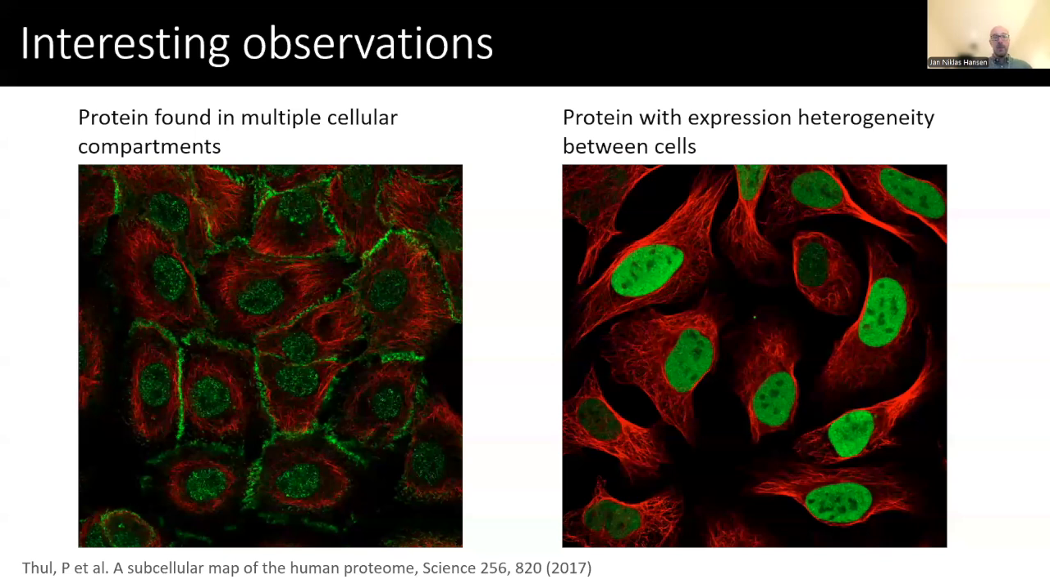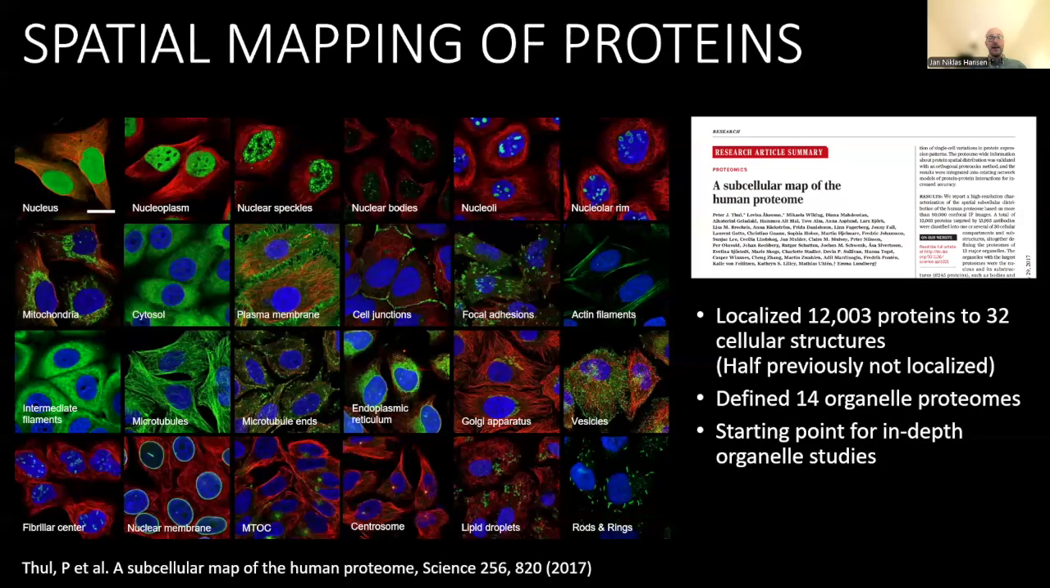And an interesting phenomenon that we see here is that, for example, proteins are found in multiple cellular compartments. So here you see a staining of the protein in the nucleus, but also in the plasma membrane. On the right, we see variation of expression, so heterogeneity of the protein in the nucleus with weak staining and strong staining.